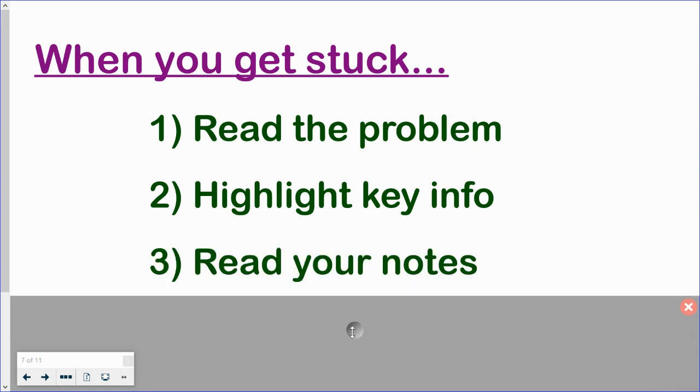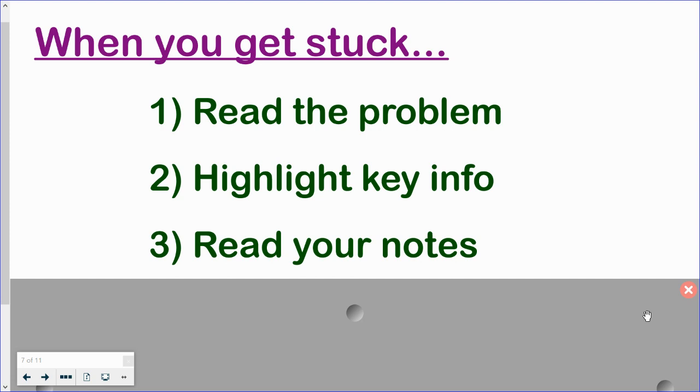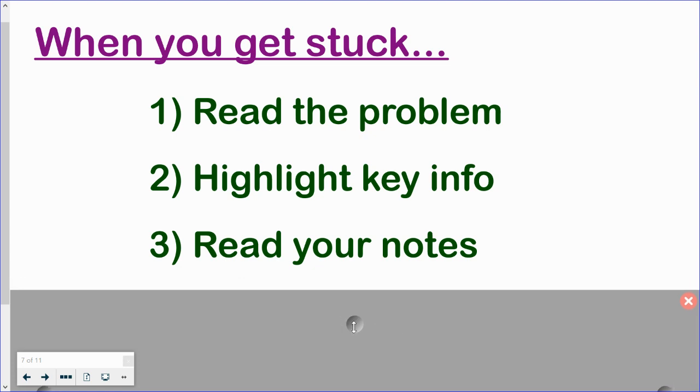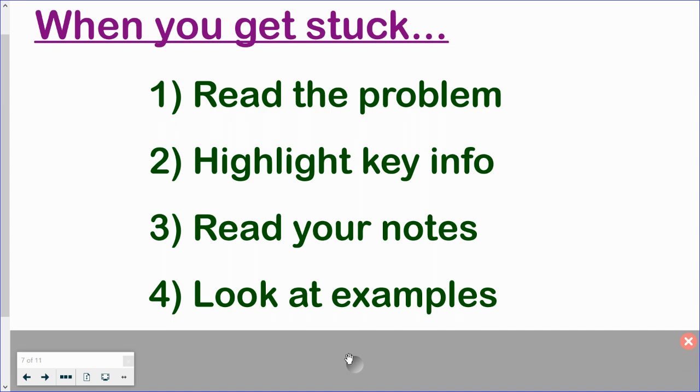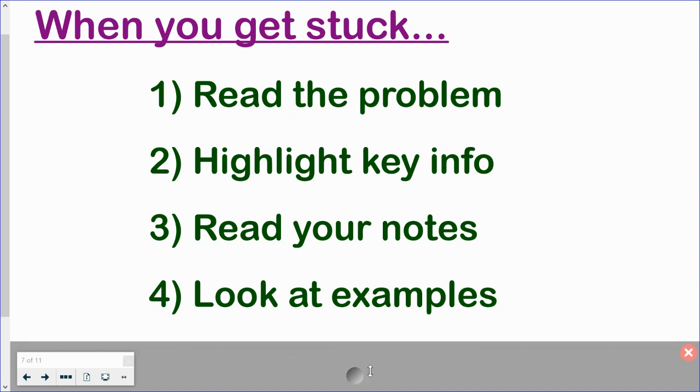Okay. Read over your notes. We have lots of notes on solving square roots. Make sure you take a look at your notes, look at those steps to solving and things like that. And then look at examples. You have examples. We've done lots of these problems. And even if you haven't done a lot of them, look up examples or ask your teacher or someone in your class if you can look over them. Okay, really thinking through what is it that I'm looking at and seeing.